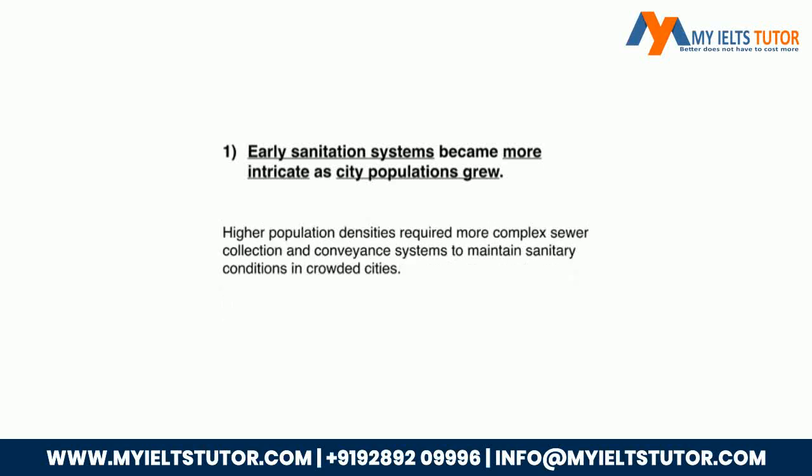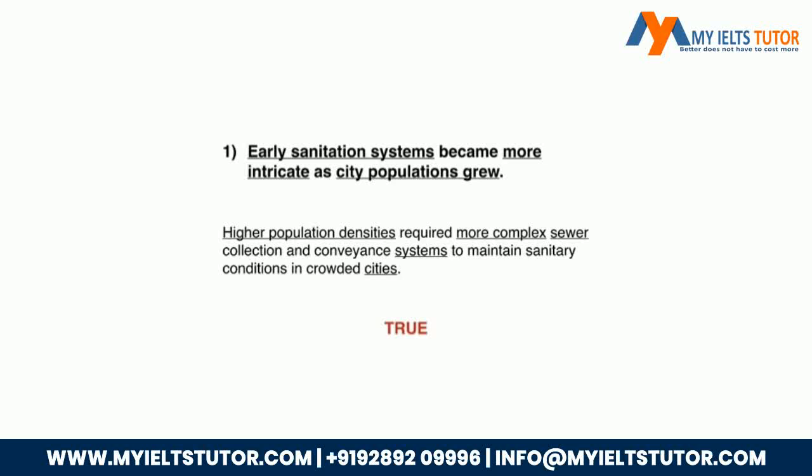And here we do find the answer. We read, higher population densities, that means the same as populations grew, required more complex sewer collection and conveyance systems to maintain sanitary conditions in crowded cities. What other keywords have we got there? We've got more complex, means more intricate. We've got sewer systems, which is the sanitation systems again. And we've also got cities. So the high population densities are in the cities. So this must be true, because the early sanitation systems did become more complex as the cities grew.